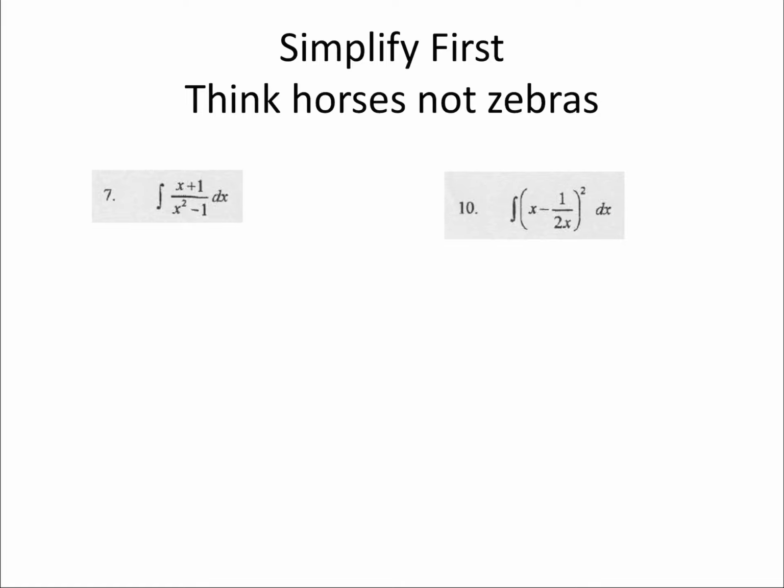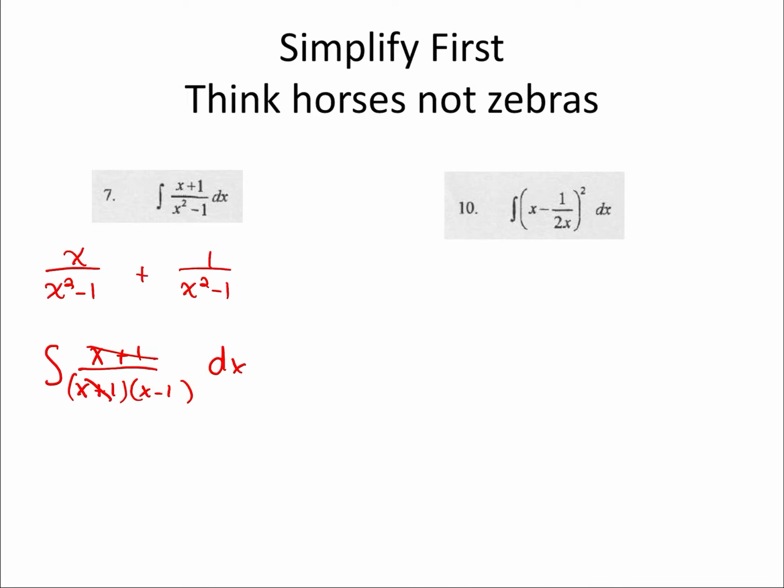So remember, I always say think horses, not zebras. And so you may have looked at this and thought of all different kinds of ways you can do it. May have thought, oh, I can make this x over x squared minus 1 plus 1 over x squared minus 1. And you could, except you would have a hard time integrating that second part. Or you can just remember our favorite F word. I meant factoring. I don't know what you thought I meant. And so once we do that, the x plus 1's cancel, and then I simply have the integral of 1 over x minus 1, which is just the natural log of x minus 1.